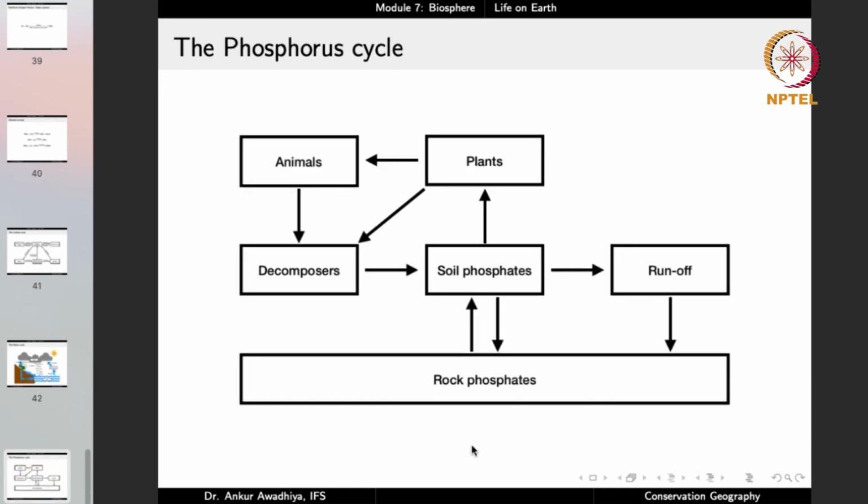Another cycle we have is the phosphorus cycle, in which case the biggest pool is the rock phosphates, that is phosphorus that is bound up in different rocks. Now these rock phosphates can become a part of soil phosphates through the process of weathering, or these soil phosphates can get precipitated and form part of rock phosphates. Once in the soil, it can be taken up by plants, move to animals and decomposers, come back to soil phosphates, and these soil phosphates can also be lost through runoff, and after a while they will get precipitated somewhere else and become a part of the rock phosphates. So this is the phosphorus cycle.